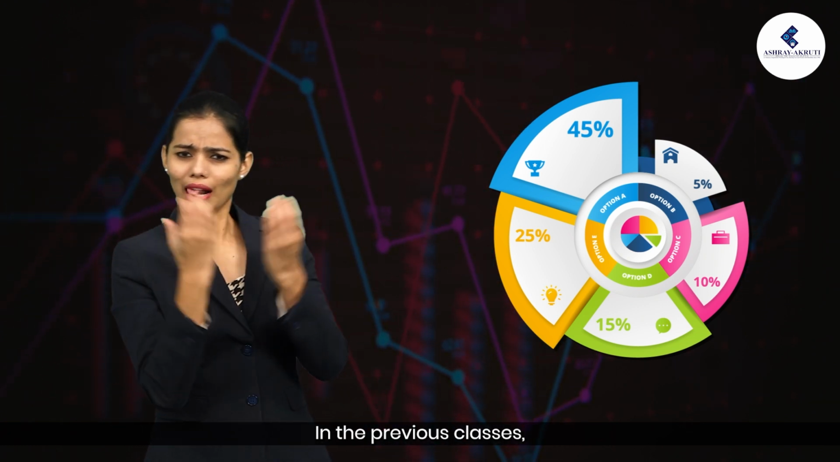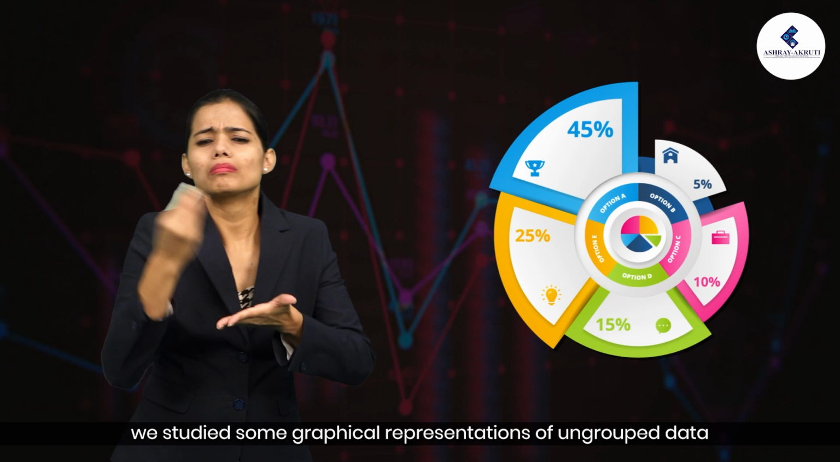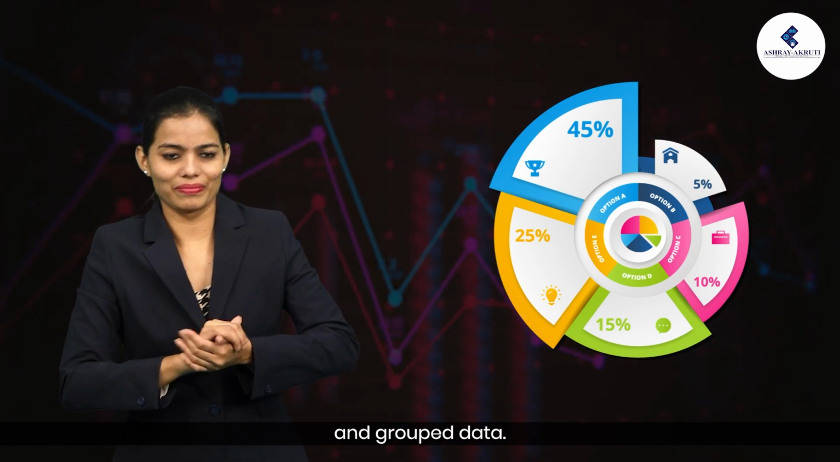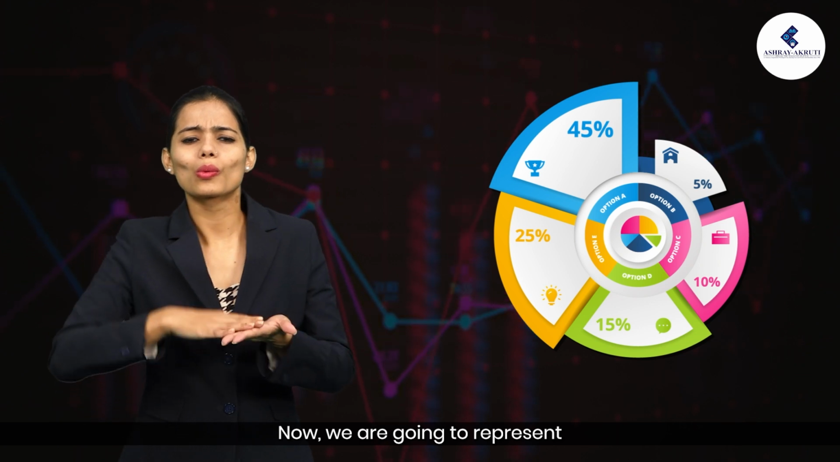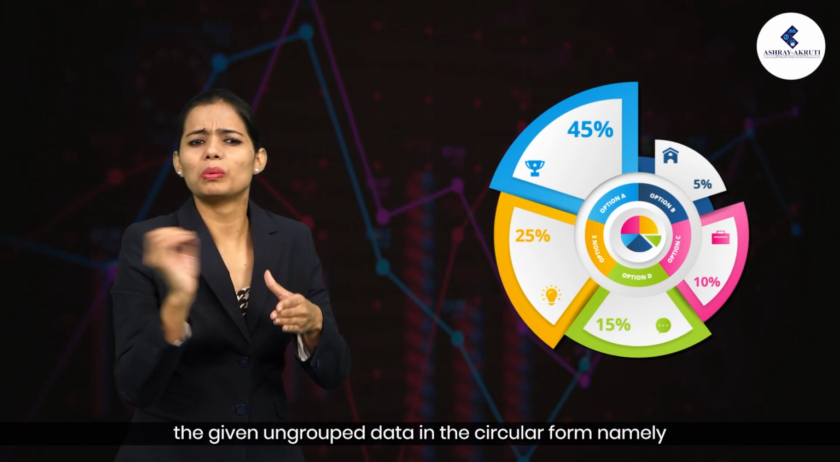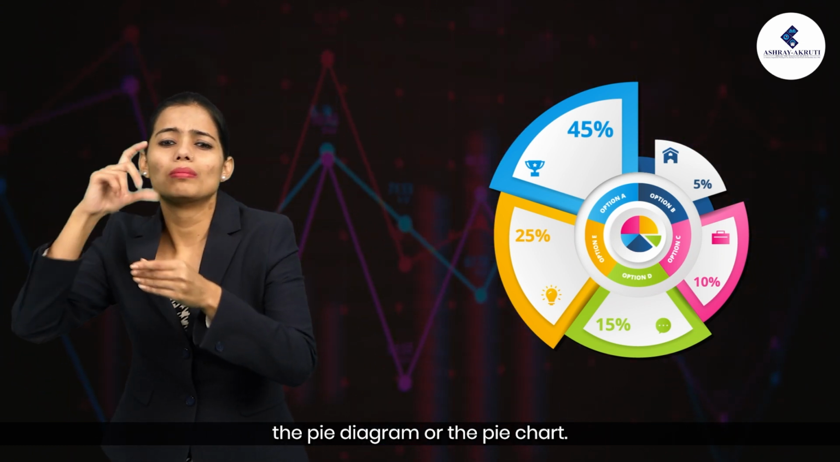In the previous classes, we studied some graphical representations of ungrouped data and grouped data. Now, we are going to represent the given ungrouped data in the circular form, namely the pie diagram or the pie chart.